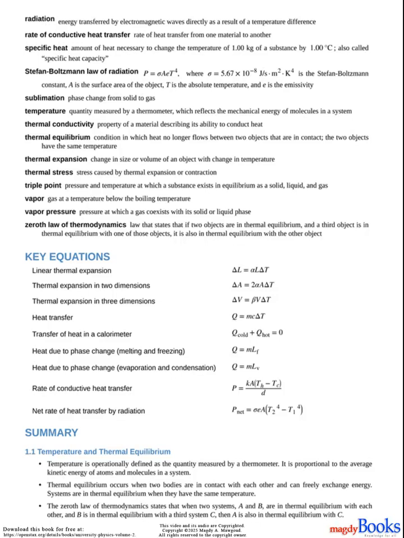6. Heat due to phase change, melting and freezing. Q equals m L_F. 7. Heat due to phase change, evaporation and condensation. Q equals m L_V. 8. Rate of conductive heat transfer. P equals k A (T_H minus T_C) divided by d. 9. Net rate of heat transfer by radiation. P net equals sigma E A (T2 to the power of 4 minus T1 to the power of 4).